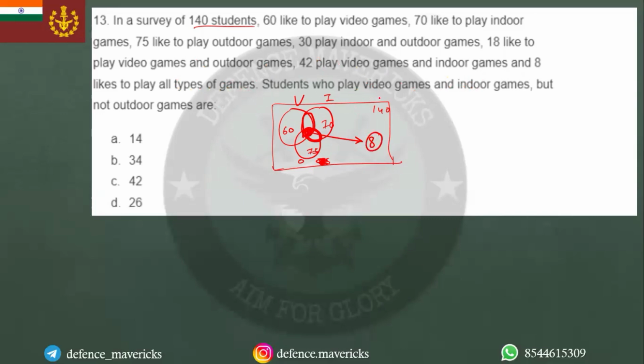So now there are students who play video and indoor but not outdoor. अच्छा, अब ये and पे ध्यान देना. So video games and indoor games. So video games and indoor games is not this circle and this circle. ठीक है?